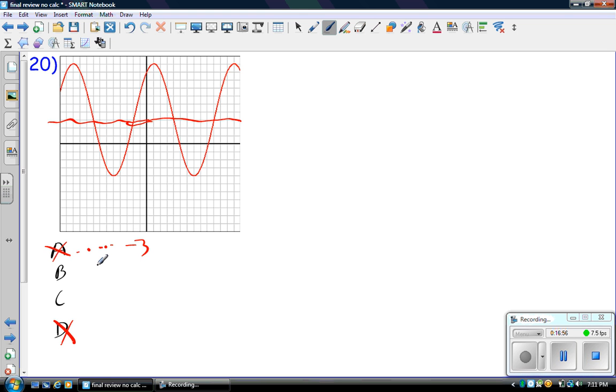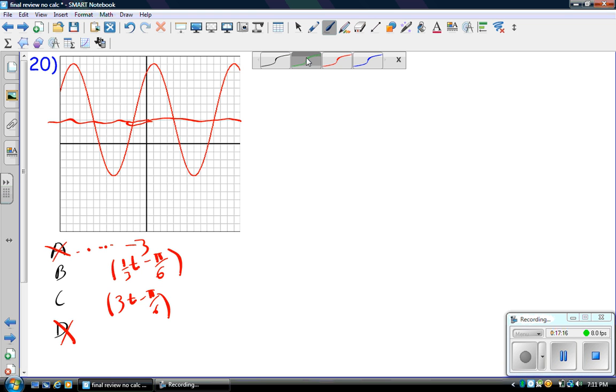It looks like the big difference is that choice C has 3t minus pi over 6. Choice B has 1/3 t minus pi over 6. Now I'm not going to worry about doing all the factoring. Remember, this is supposed to be factored out. So really that would be factored out, and there'd be a 1/3 and then something, but we're not too worried about that. This would have a 3 factored out, and there'd be other stuff.